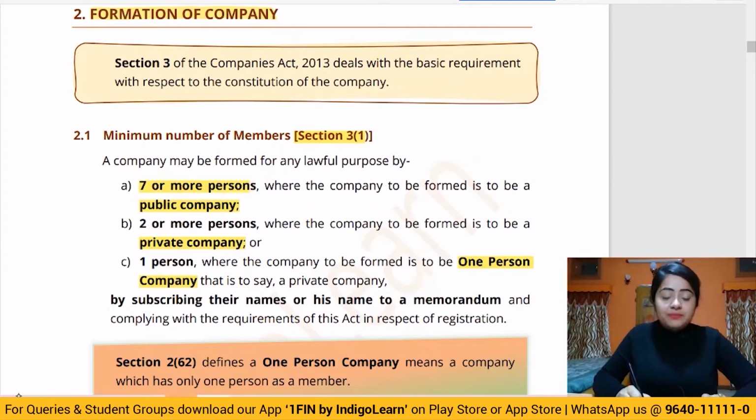In case of private companies, there should be at least 2 members, and in case of a one-person company, at least 1 member has to be there, right? They should be subscribing their name in the memorandum. So for every company, we have this document called the Memorandum of Association, which is created.